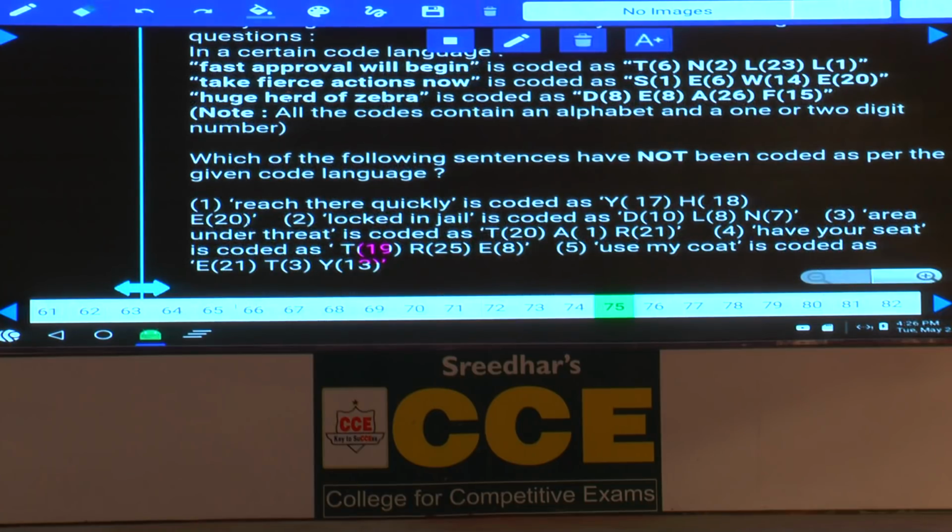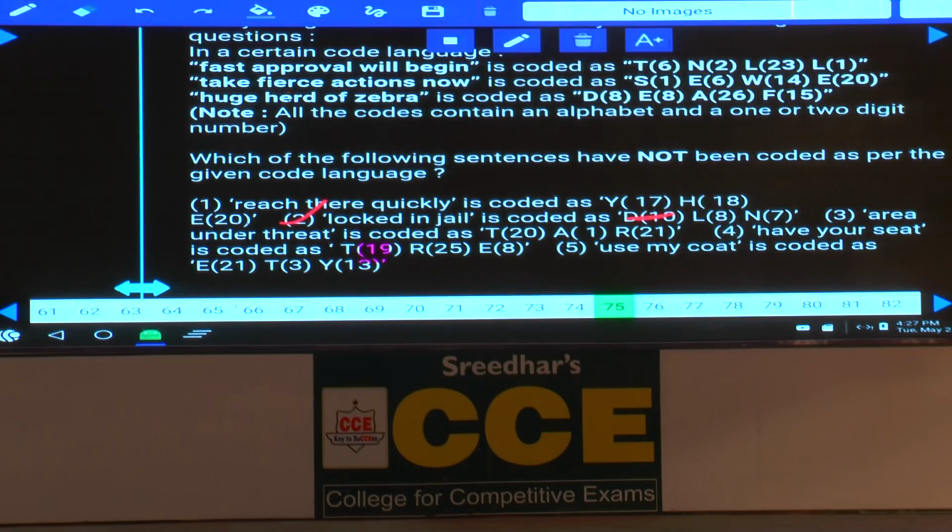Then question number 75, which of the following sentences have not been coded as per the given code language? Then REACH THERE QUICKLY. Now REACH, R is 18, H, and THERE, T is 20, E20 is there, and QUICKLY, Y and 25, Y25, but yes, Y17 cannot be right, because the value of Q is 17, and the first one is valid. Then what happened to the second one here? Choice 2, LOCKED IN JAIL. Now if you take LOCKED IN JAIL, L is 12, D12 should be there, but here it is D10, hence that is the wrong one. Hence choice 2 cannot be the code.